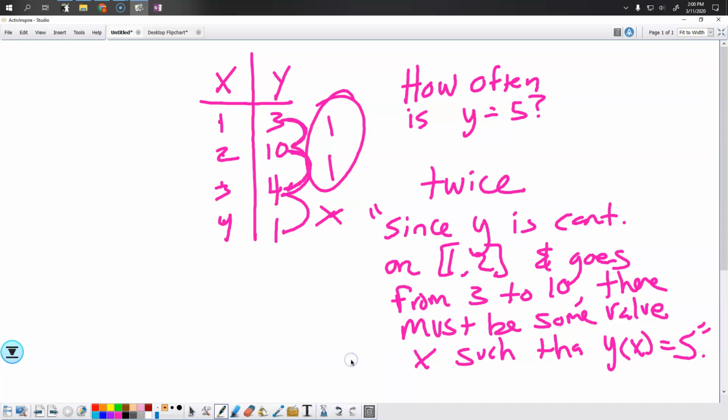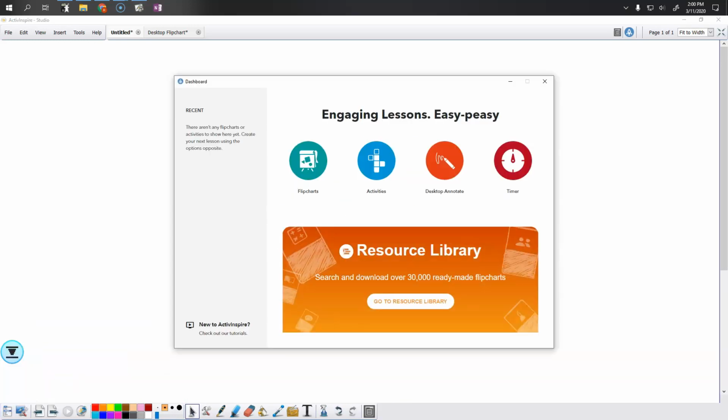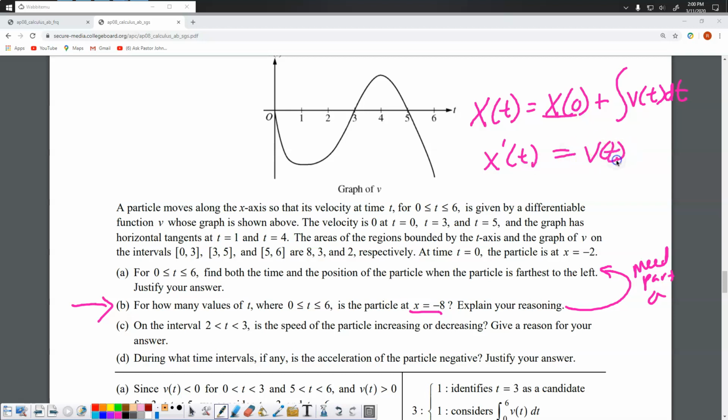So the last thing I'll add for this question is, how do I know that it is continuous? Well, the problem that we're looking at is, let's see, what's it asking? How many times does x equal -8? Now, x is an integral function of the velocity function, right? Now, the derivative of x, therefore, this would cancel out, and we'd be just left with v of t. So the derivative of my position is velocity.